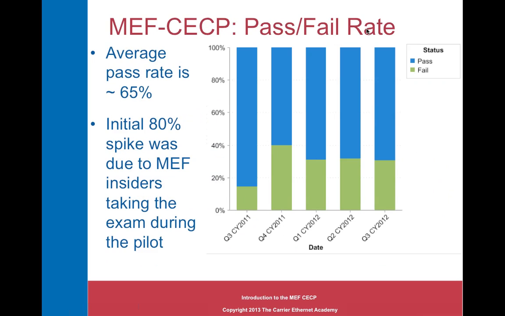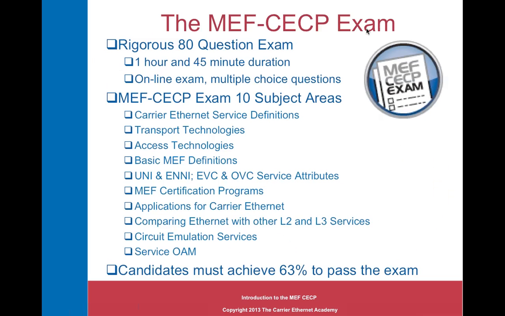So the blue lines are those that passed, and the greens are the examinees who would need to schedule a retake. They didn't pass it. The reason for the initial spike was when MEF first wrote the exam, they gave it to all of the people that normally attend MEF meetings. So you had essentially a bunch of MEF subject matter experts taking the exam initially, and that was why the 80% pass rate the first go round.